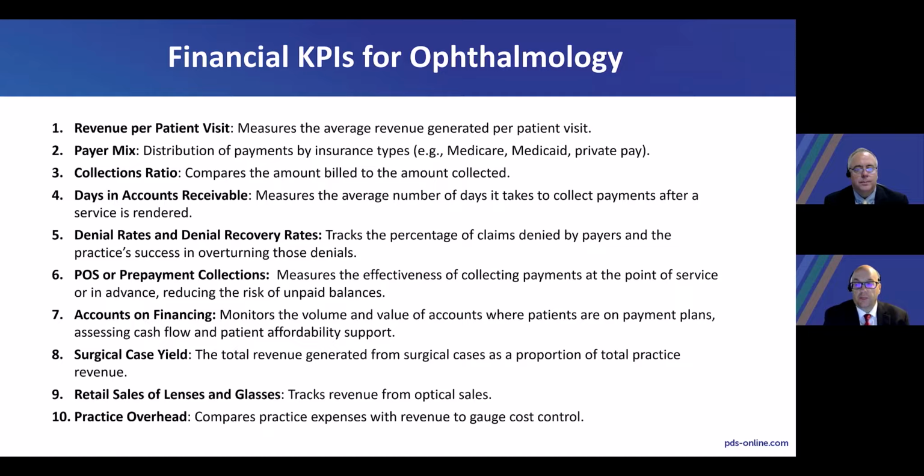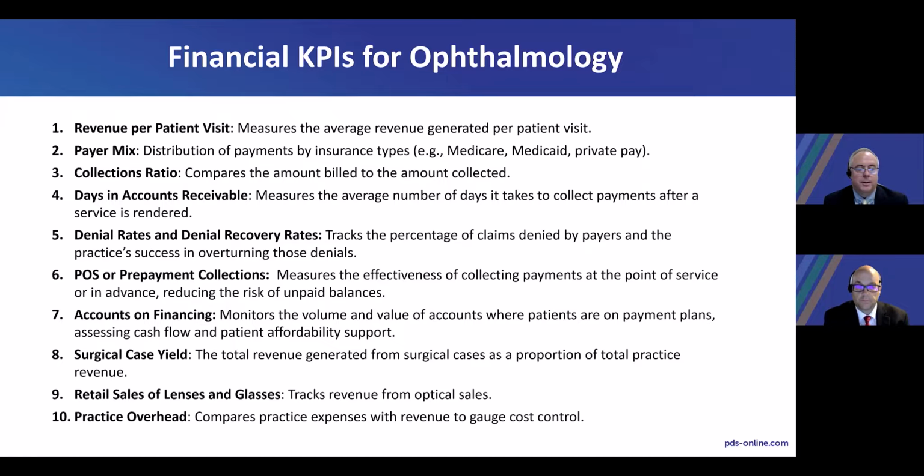In addition to that, payer mix is important, especially in ophthalmology, where so much falls into self-pay, but we also have a lot of Medicare and a lot of Medicaid. We really need to understand the payer mix that's out there. And then our collection ratios: how well are we collecting what we're entitled to collect, and are we doing a good job of getting it on the front end or the back end?